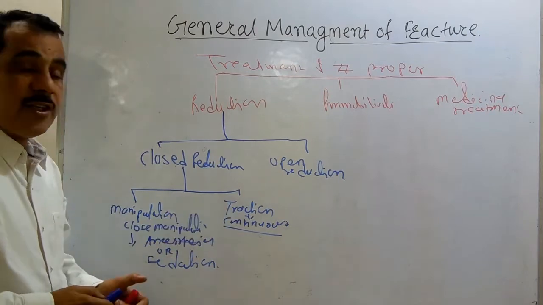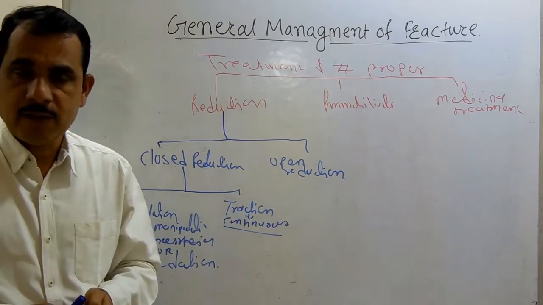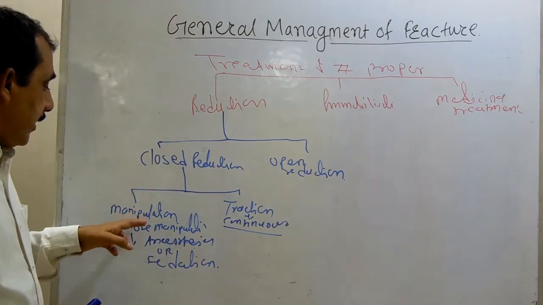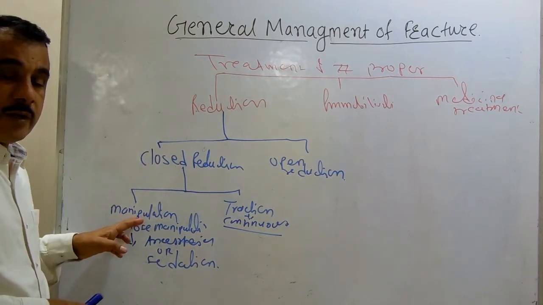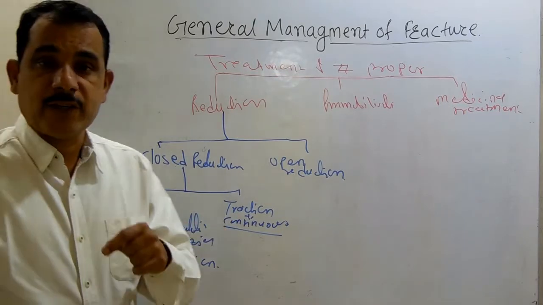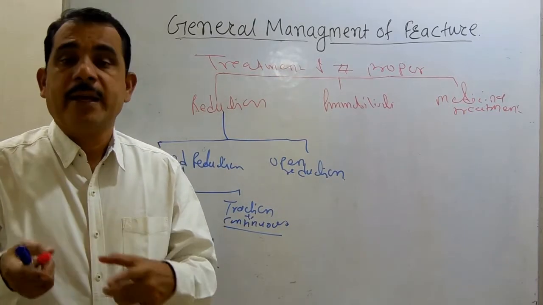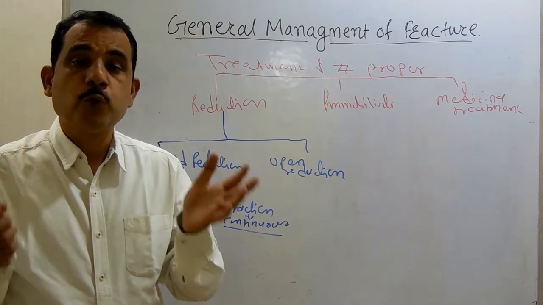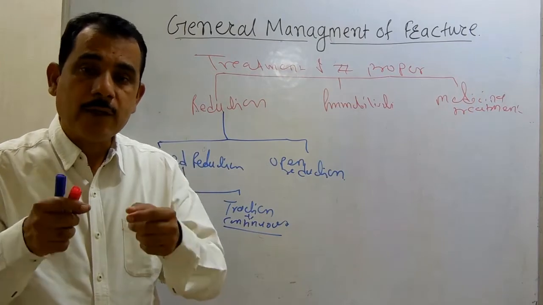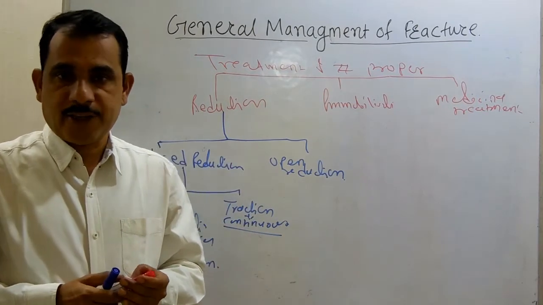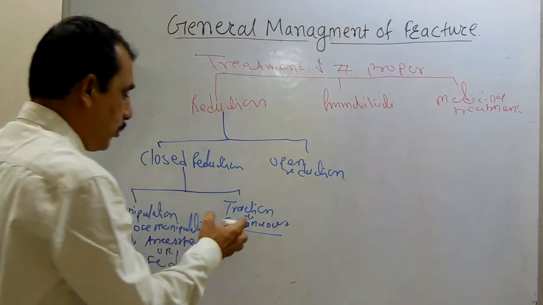And traction is indicated in cases where there is an inability to reduce the fracture by manipulation. This occurs when the fracture is unstable. Second, if the fractured bone is surrounded by huge muscles, it's difficult to manipulate it. In such cases, you can use traction, and two types of traction can be used.